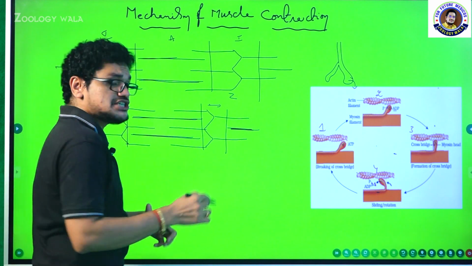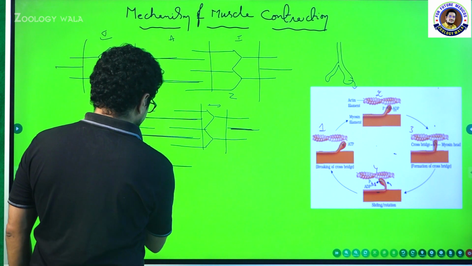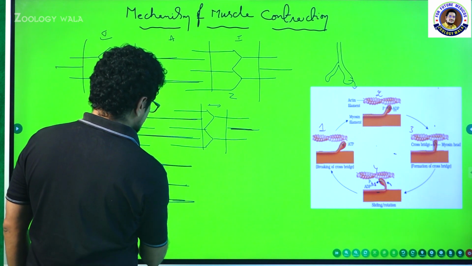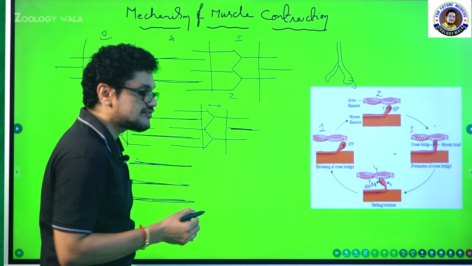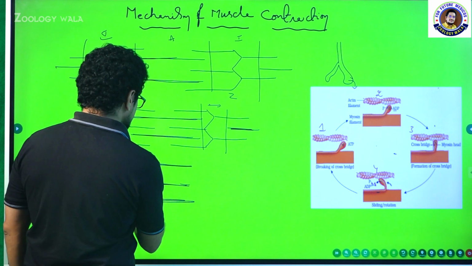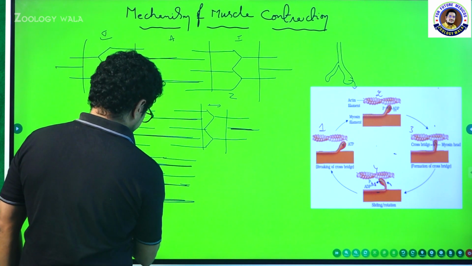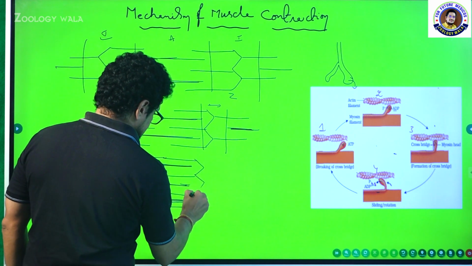If you observe a severely contracted muscle, what happens? See this diagram, and these are the thick filaments. These are the thick filaments. The length of the thick filaments is constant, but what happens to the width of the I band? That is the matter. See now, like this. See here.